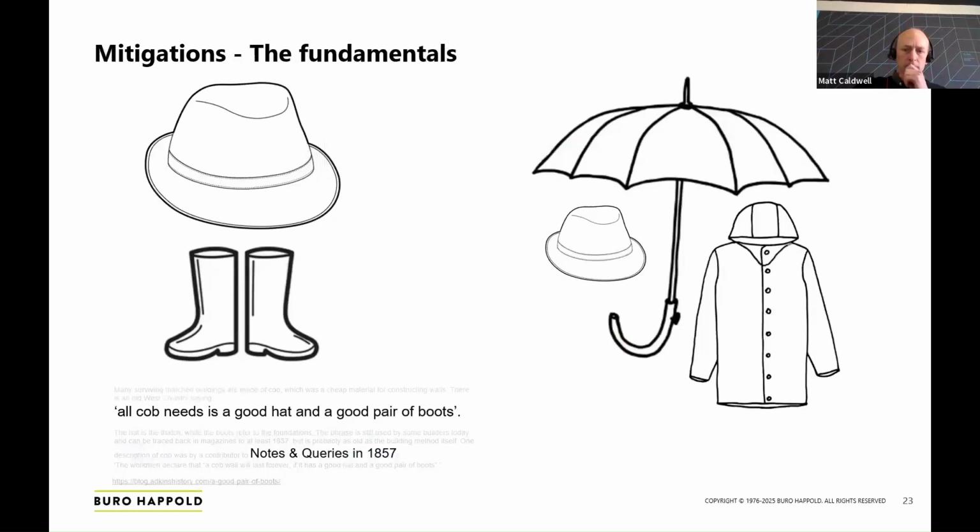So just taking a look now at mitigations, what they might look like. The fundamentals aren't really rocket science. In most cases, rain falling from the sky is your primary problem. And it does tend to come in sideways sometimes in this country, obviously. But if you take that as your biggest hazard or source of the hazard, then you can't go far wrong with providing a good hat and pair of boots for your structure.